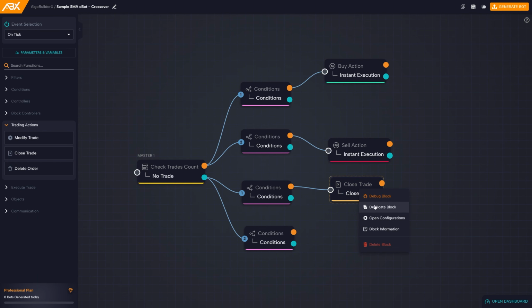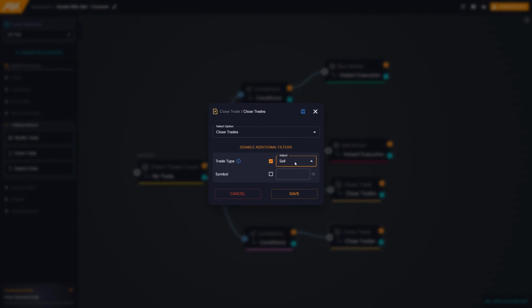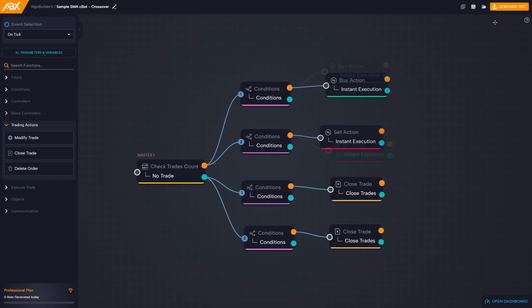We do the same process to close the buy trades. We duplicate the Close Trades block and change the trade type to Buy. Let's generate our CBOT and verify that everything is working by backtesting.